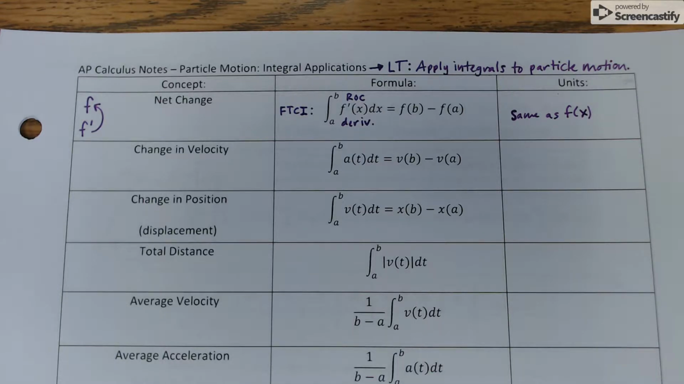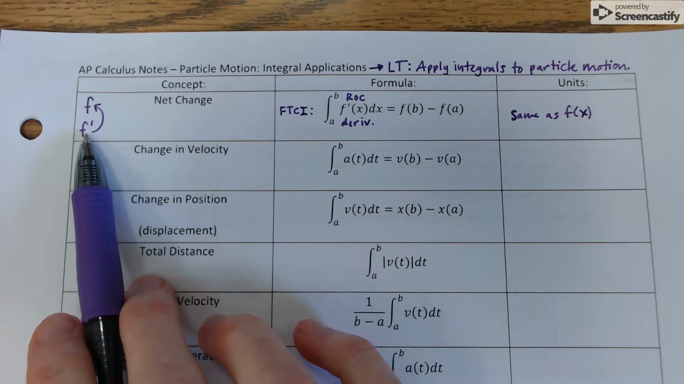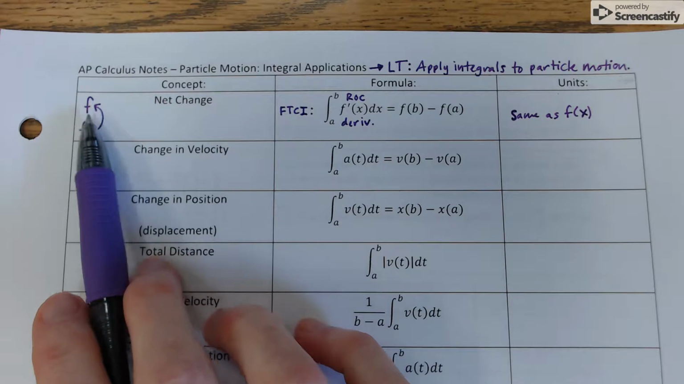In our last lesson, we discussed several concepts involving integrals, including net change and average value. In today's lesson, we're going to apply those concepts to particle motion. So let's review one more time the net change concept, which allows us to go from a derivative f prime backwards to an original function f.